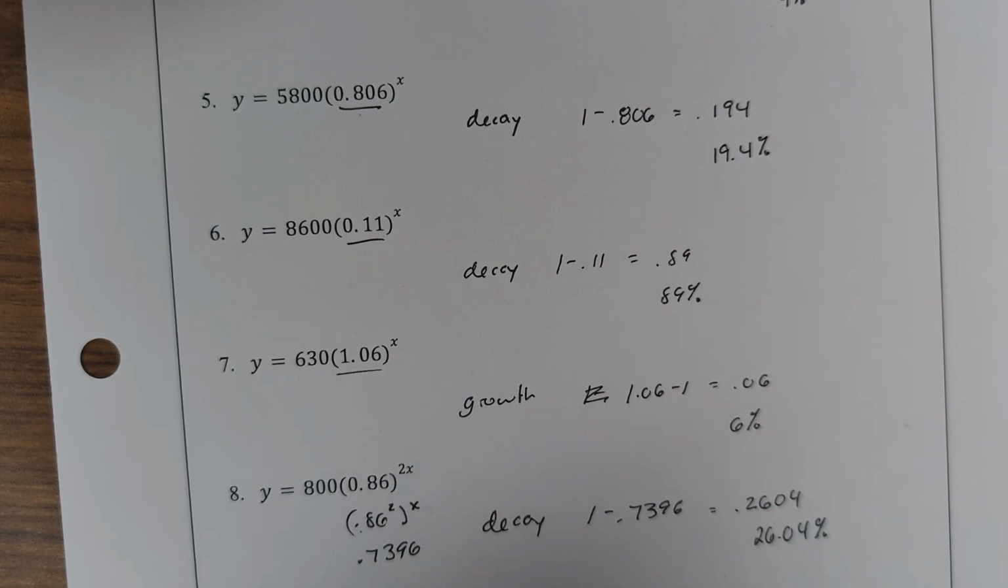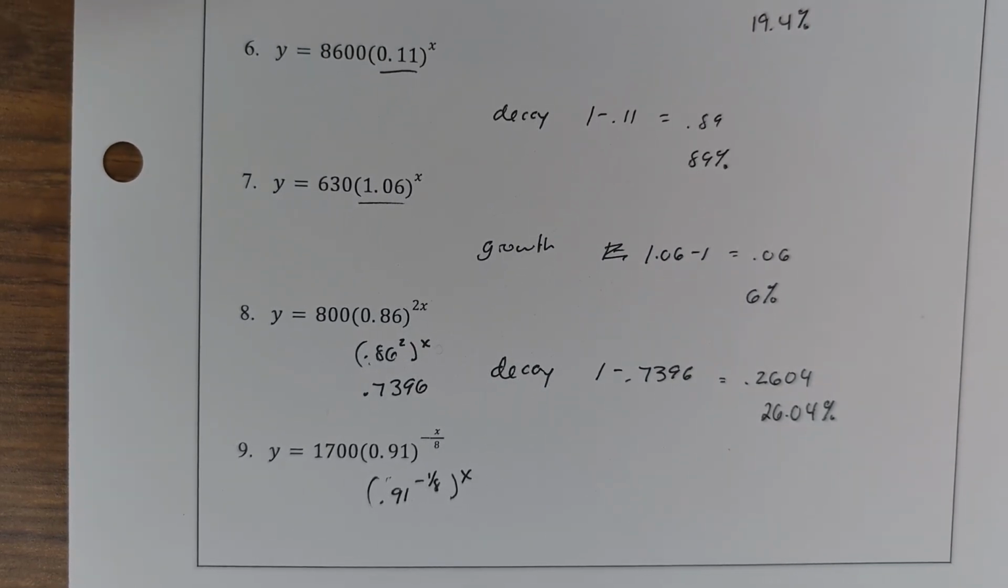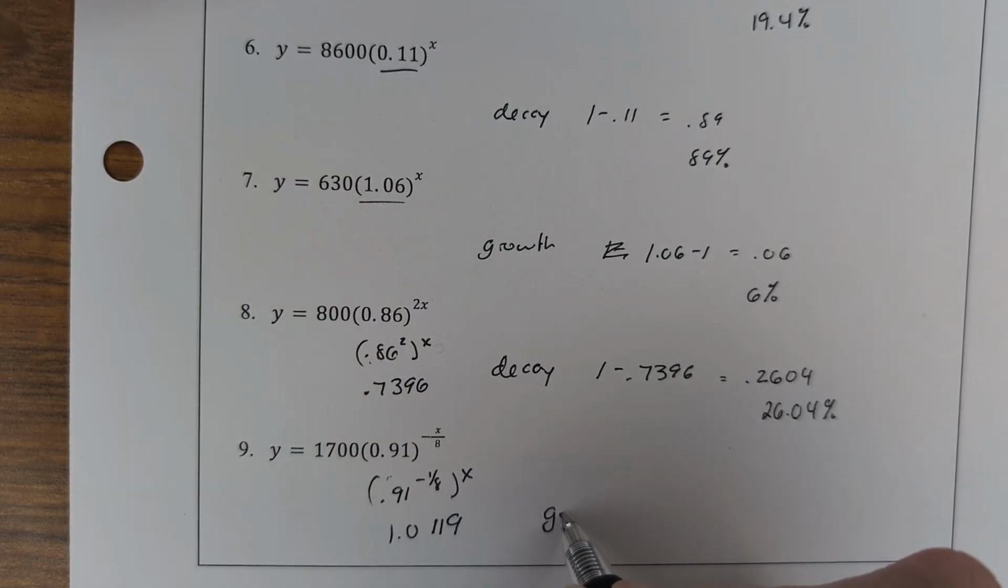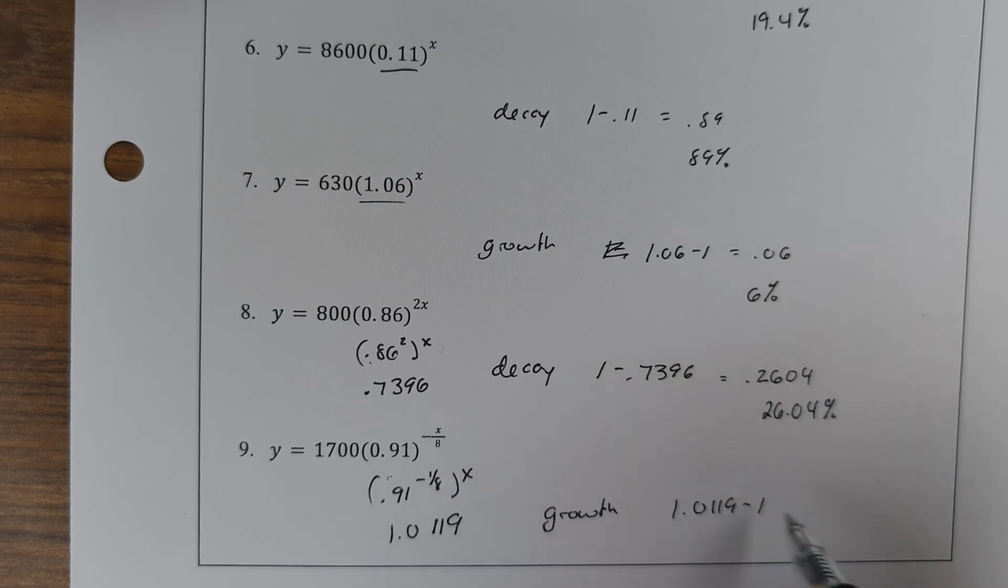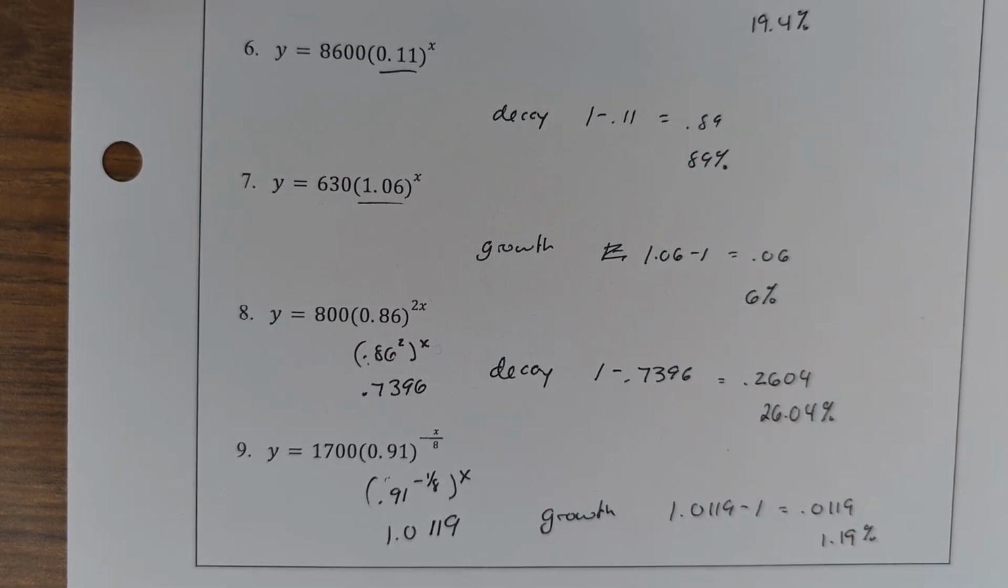Here it's kind of hard to see, but that's a negative x over 8. So negative 1/8 is the number part of the exponent. Oops, off the screen. So 0.91 raised to the negative 1/8 gives us 1.0119, we'll call it. So more than 1 is growth. Subtract it from 1. So that gives us 0.0119, multiplied by 100 gives us 1.9%. And that is the end of the section.